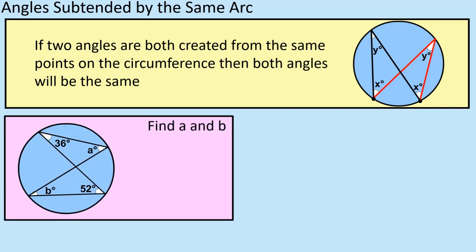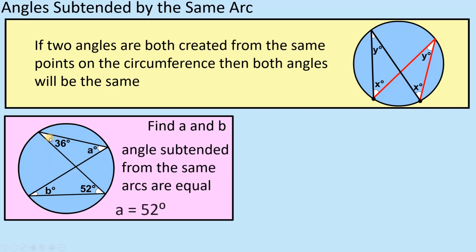So looking at this one, find A and B. Well, these two are going to be the same, so A is going to be 52, and then these two are going to be the same. There you go. So A is 52 and B is 36.